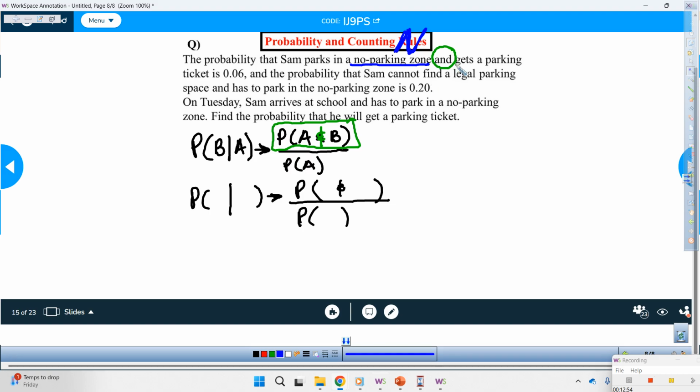And then it says, and gets a parking ticket. What comes after the word and? Gets a parking what? Ticket. So I'm going to use the letter T, letter T for getting a parking ticket. So before the word and, we have N, and after the word and, we have T.